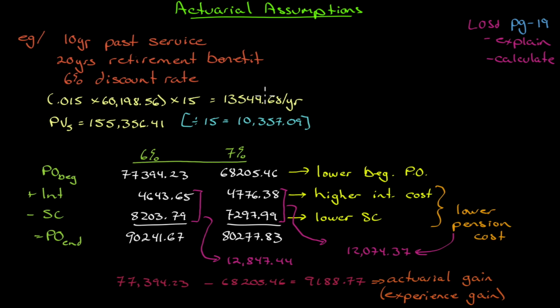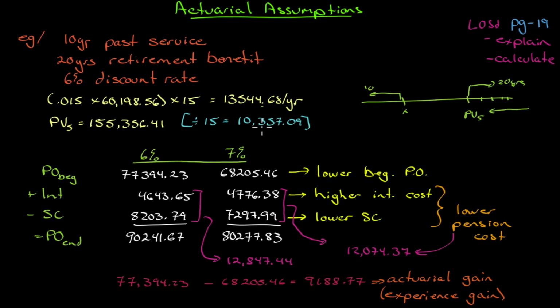And we have 15 years, so we are building an obligation to the employee of $13,54468 per year. And just so that we understand where we are, this is where we are today. And this is our 10 years past service. This will be our 20 years retirement benefit, and each year we're going to get a payment of $13,54468 because we have 15 years of service in. So if we take a present value of this annuity, that'll be a present value at time 5 is $155,35641. If we divide it by 15, we get $10,35709 per year.